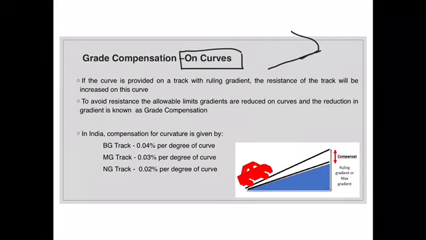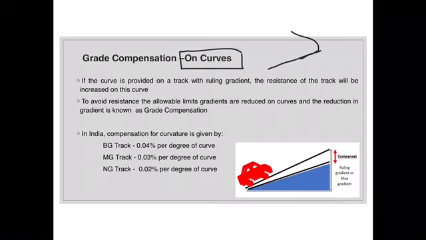And also if you have the grades, that may lead to additional resistance to the movement of the train. So what we have to do is reduce the resistance caused to the movement of the train, especially at the curve. Though the ruling gradient is prescribed, sometimes we limit the gradient that is being provided, so the gradient we provide will be less steep than the ruling gradient that is prescribed.